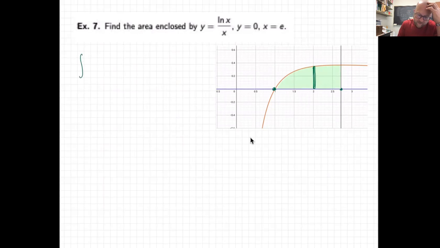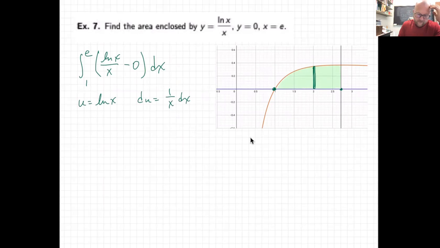So we have an integral from 1 to e. And it looks like it's just going to be log x over x and then minus 0 dx. Probably should have put another curve in there, so this was a little bit less boring. But the trick on this is that when you integrate a logarithm, you frequently need to then do a du of being 1 over x dx. Okay. And so that will turn this integral that we've got into just u du.